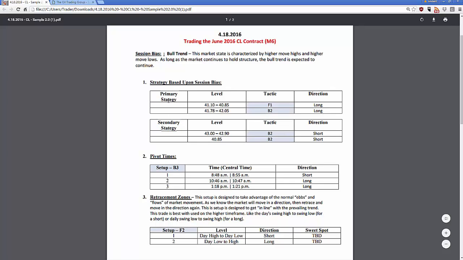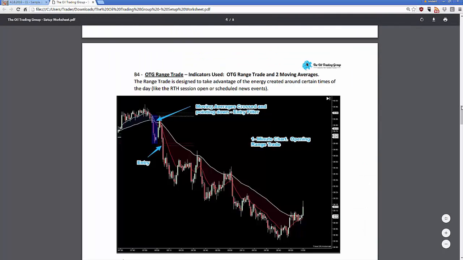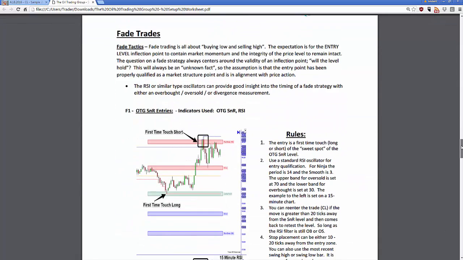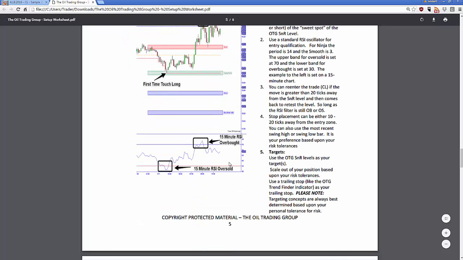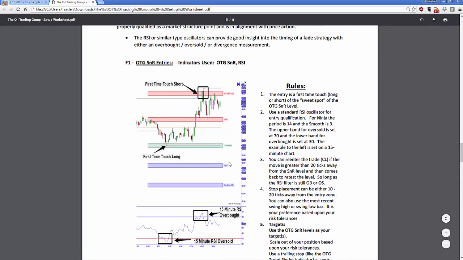Okay? Now, the primary strategy has a tactic that's involved. So in this case, the tactic for this range of levels would be F1. What does that mean? Well, you say, okay, F1 is the tactic that we would use to trade this level. You go over to your trade plan and you come down to fades, F equals fades, and the F1 tactic is the OTG S&R entries. Then you've got a set of rules, targets, stops, etc. for that tactic, for that strategy at that level. Okay?